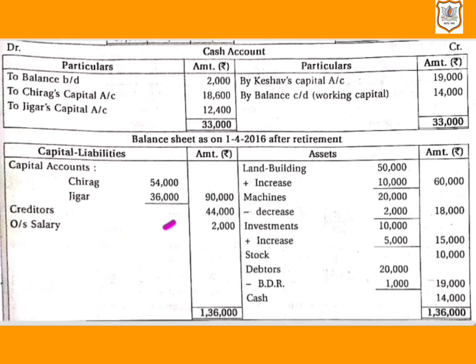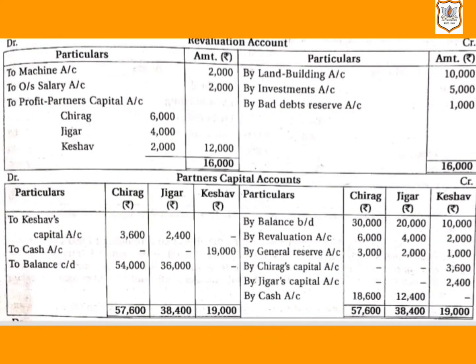44,000. Then land and building we have recorded, machinery we have recorded, investment already recorded, then stock we have recorded, debtors we have recorded. Now opening cash balance will be recorded on debit side of cash account, that is 2000. Now we will close revaluation account, and here we will get revaluation profit, that is rupees 12,000, which will be distributed among all partners in their old profit and loss sharing ratio.